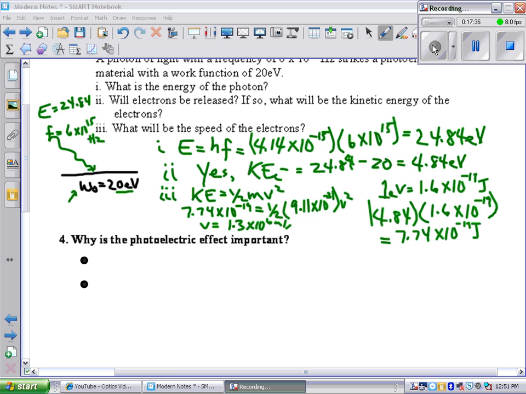But remember, it's always conservation of energy, so you have to find the energy of the incoming wave, and then use that to see if you can overcome the work function. If you can, the leftover is the kinetic energy of the electron.